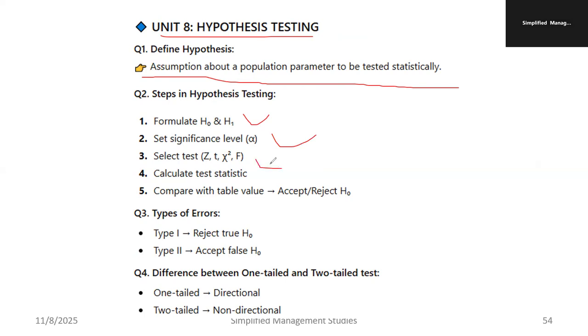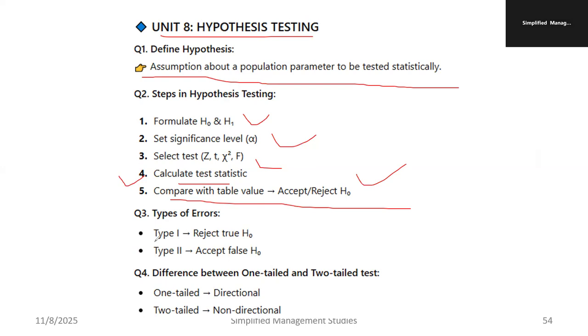Other one, you have to go for a different type of testing, either T test, Z test, chi-square test or F test. Later on, calculate the test statistic. Compare with the table value. You'll be accepting the hypothesis or rejecting the hypothesis. These are the 5 important steps for hypothesis testing, which is very important from your exam point of view. You may get a numerical example for this particular question.